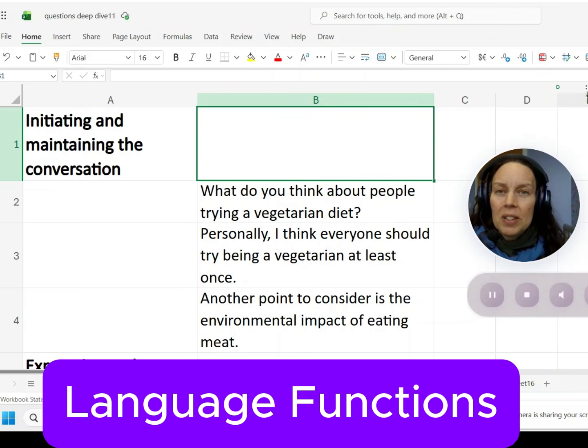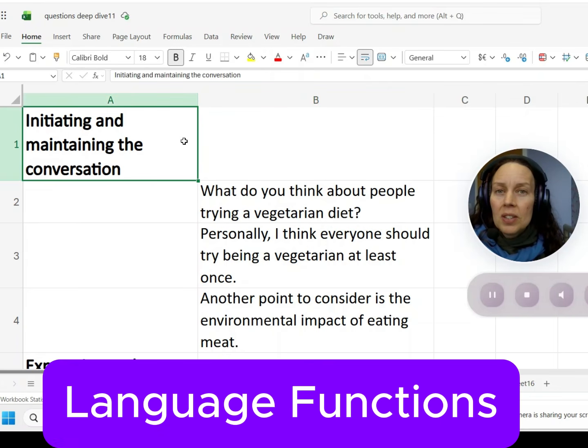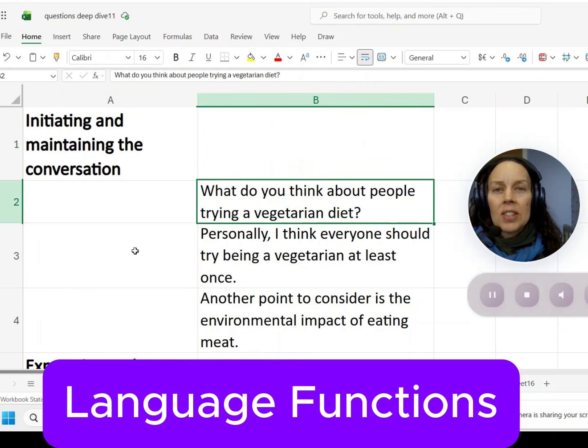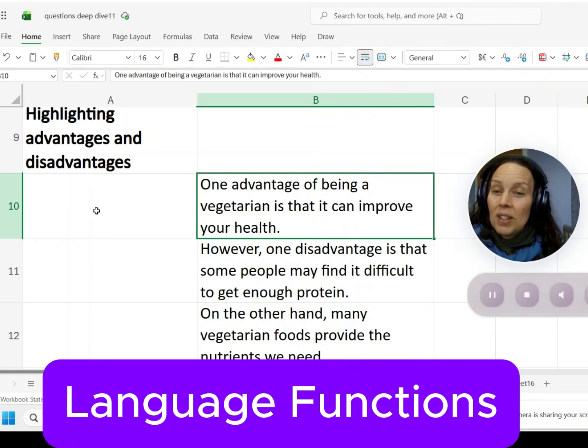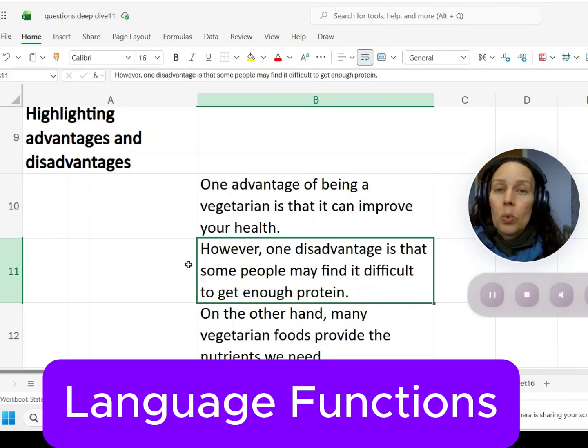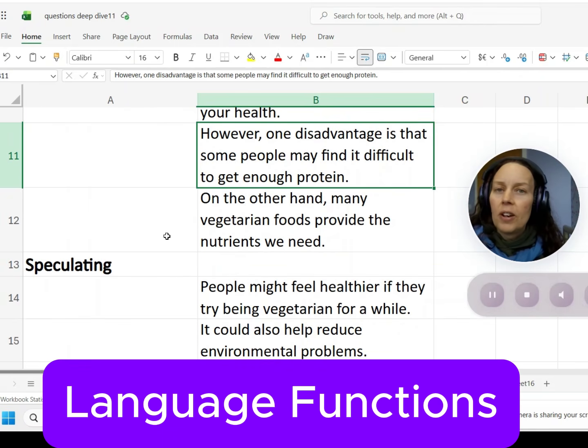So again, I asked ChatGPT to help me. I want to use these language functions and I want sentences using my topic. So I put that in ChatGPT also, and I get some nice sentences that I can look at, think about, practice, and I can own them. I could ask the examiner, what do you think about people trying a vegetarian diet? One advantage of being a vegetarian is that it can improve your health. This is where you want to think about it. Think about what advantage you want to talk about. Think about what disadvantage you want to talk about, and you can use this structure to guide you when you get the correct grammar and the format from our friend ChatGPT.